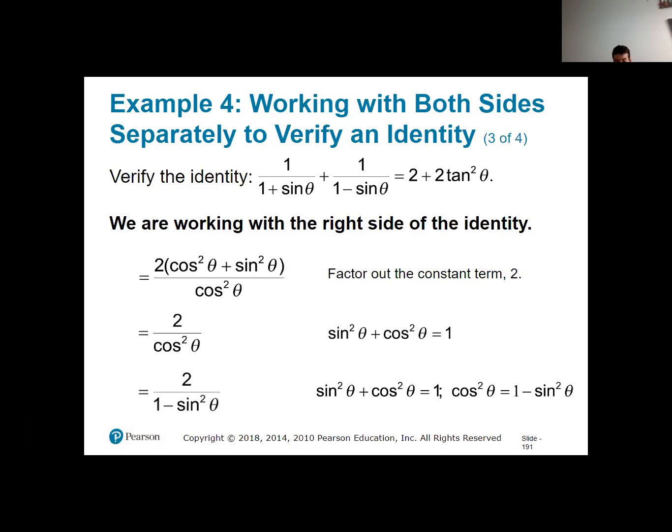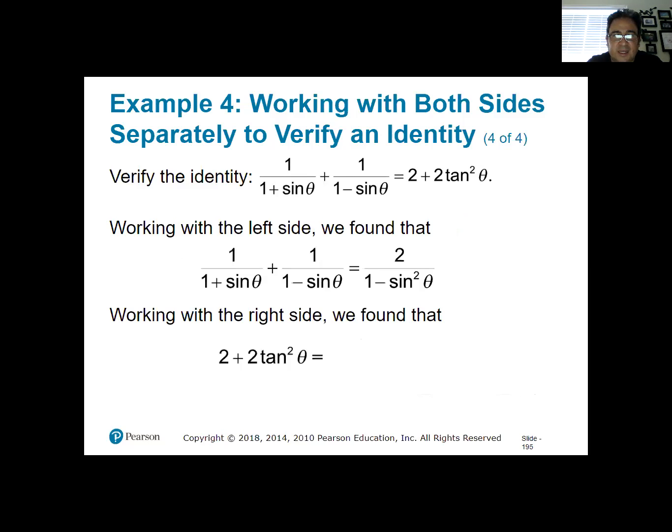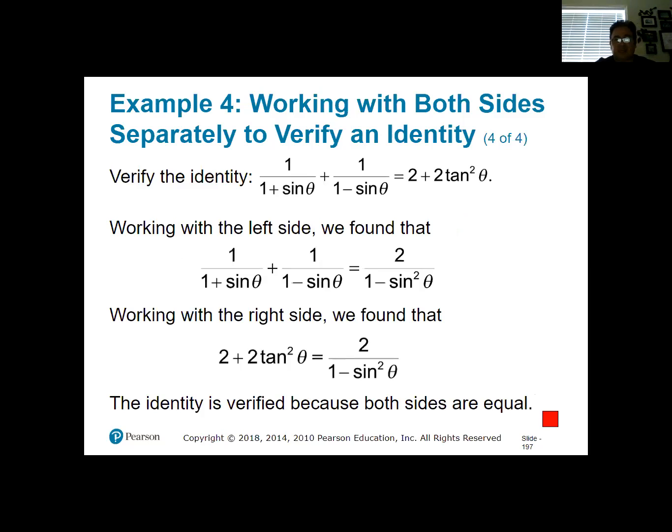So now let's see where we are, because that looked familiar. That looked like what we got on the left side. Is it the same thing? It is. So that means we have verified the identity, okay? When we were working with the left side, we found that when we simplified it, it was equal to 2 over 1 minus sine squared theta. And when I worked with the right side, I found that it was equal to the same thing. So since they are equal, we have verified our identity.